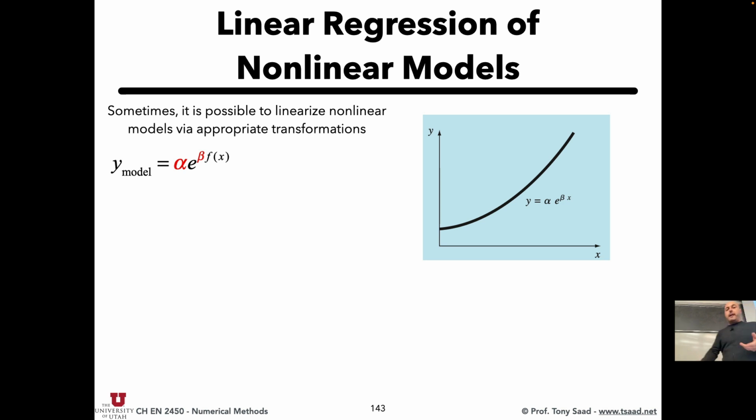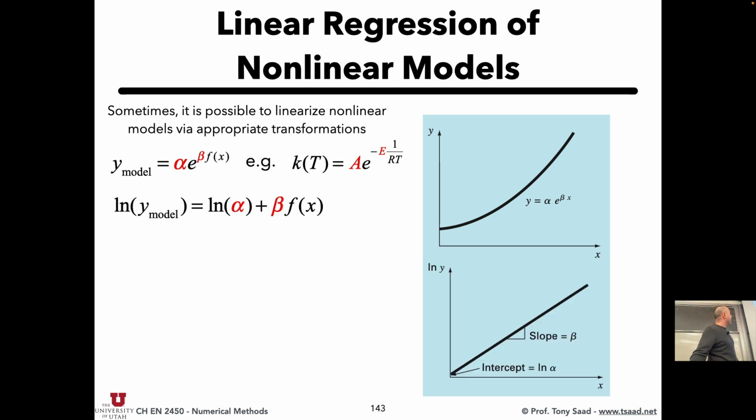This is a classic model in kinetics, for example. Reaction rates are obtained by what's called the Arrhenius rate. It's some pre-exponential factor times e to the minus activation energy over RT, gas constant and temperature, okay? So what you do in this case, if you take the logarithm of your model, log y model, that logarithm acts on the exponential alpha e to the beta, it strips it out. So it becomes log alpha plus beta times f of x.